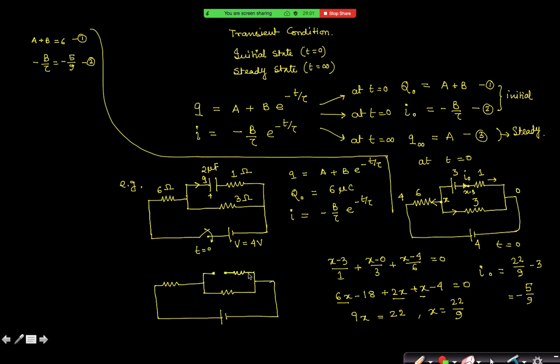Look, this is 4 volt, this is 6 ohm, this is 3 ohm. So now what is the current in this branch? Is it 4 divided by 9 ampere current flowing in this branch, yes or no? Then what is the voltage drop across this capacitor? Can you tell me? 4 by 3.